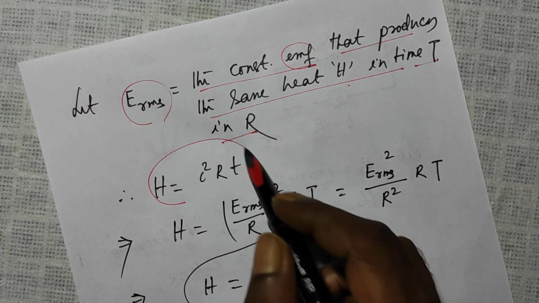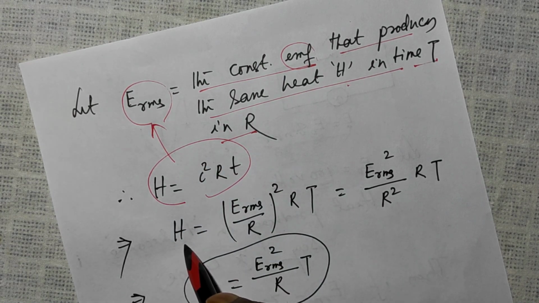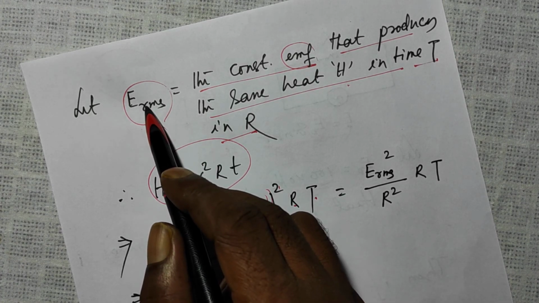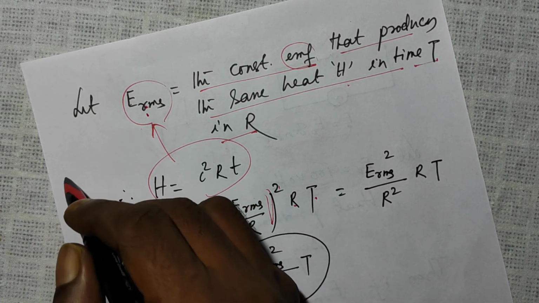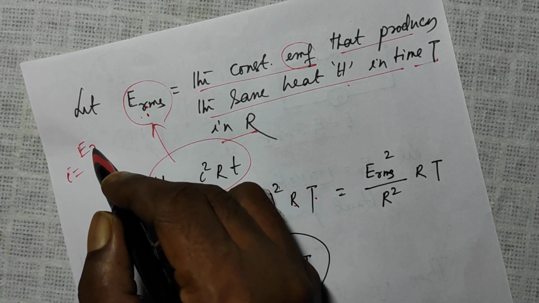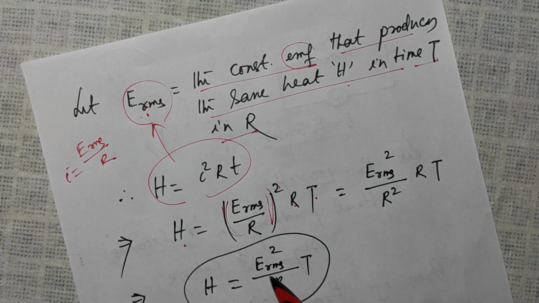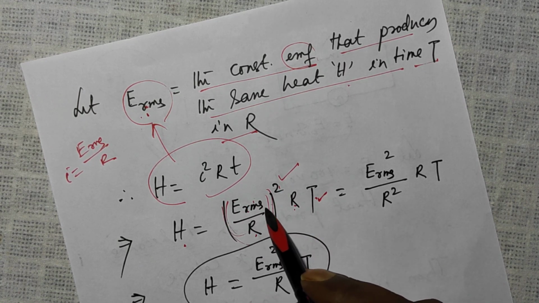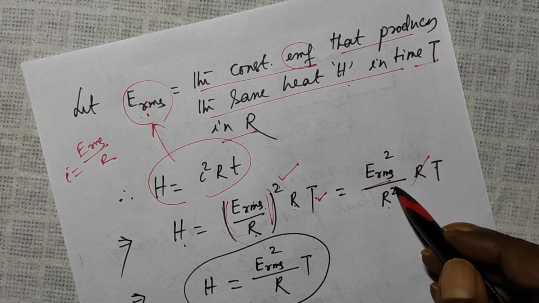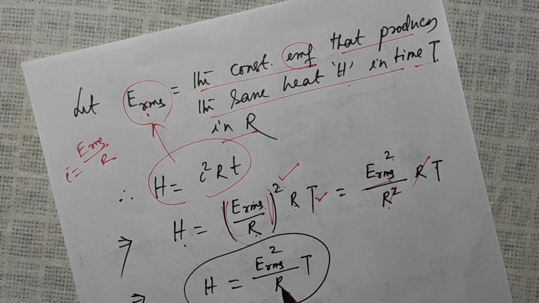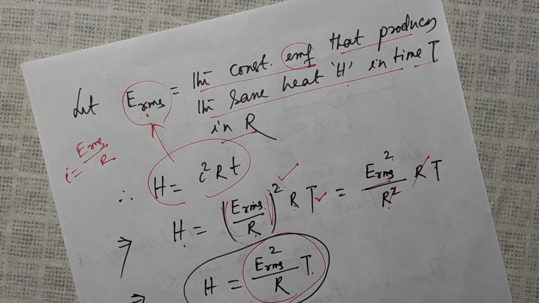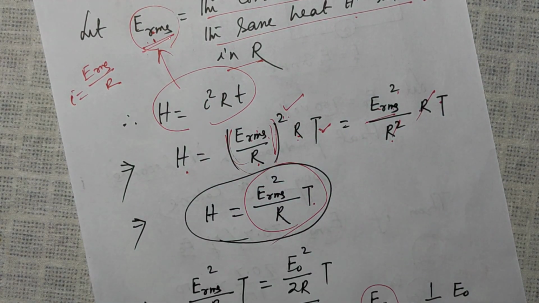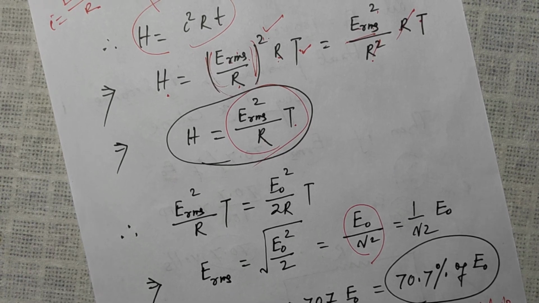Then using the expression, heat produced is equal to I square RT. How is this I? This voltage is applied across the resistance. So the current will be this voltage, ERMS over R. So ERMS over R is the current, square of that, I square RT. That is equal to ERMS square over R square RT, one R cancels. So ERMS square over R into T is the heat produced. If both the heats produced are the same, then this will be called your ERMS. So equate the two heats.